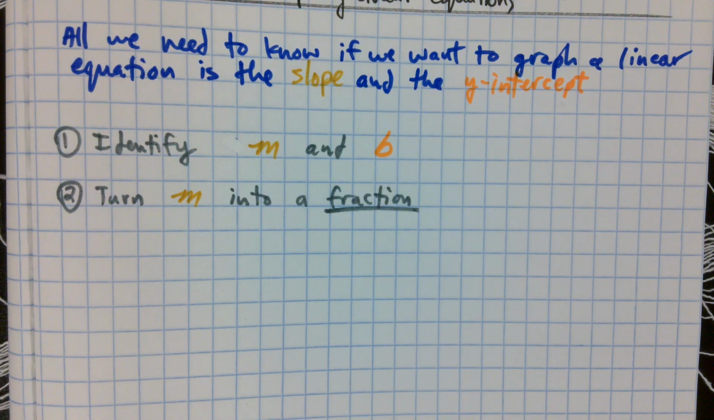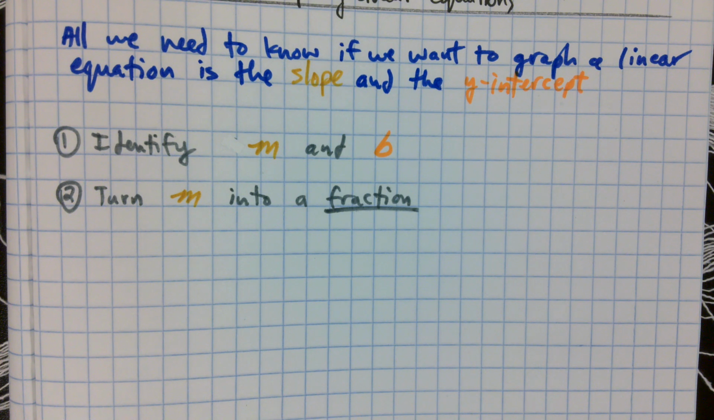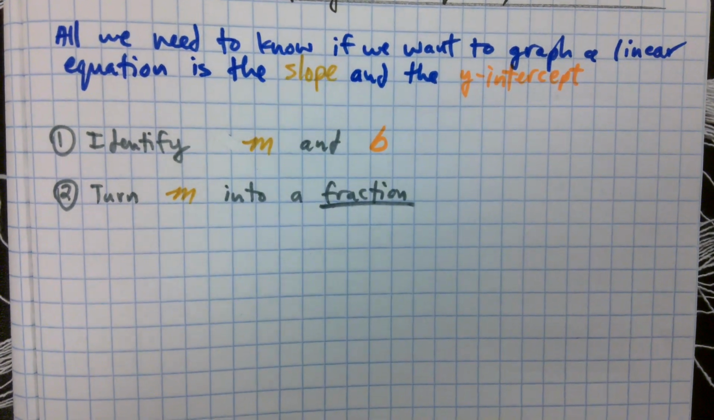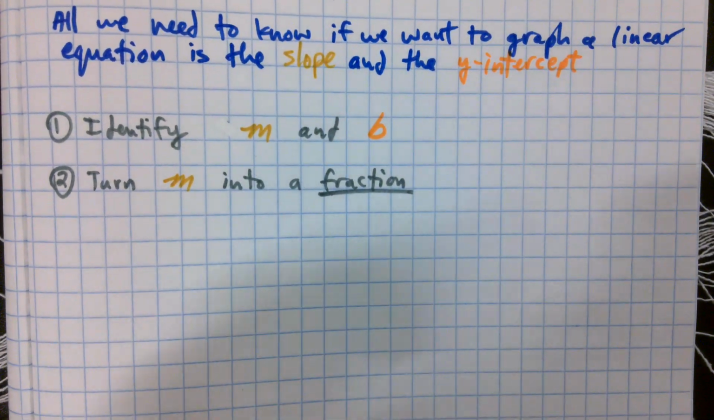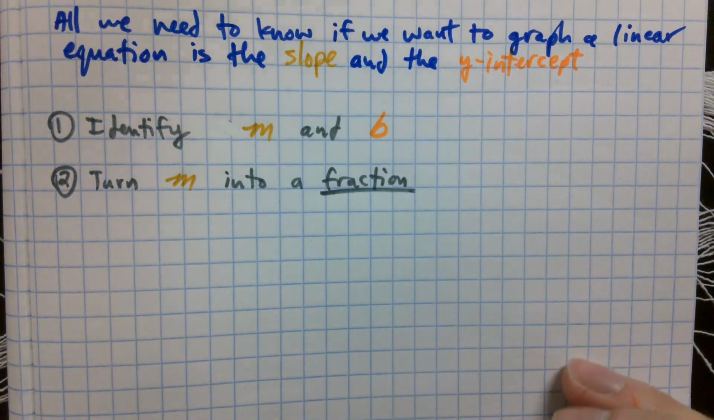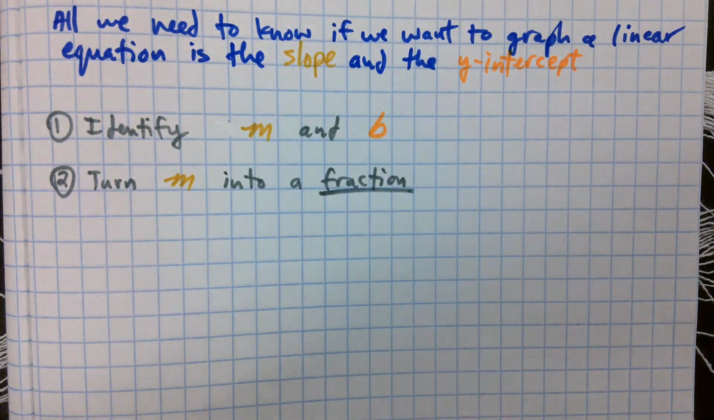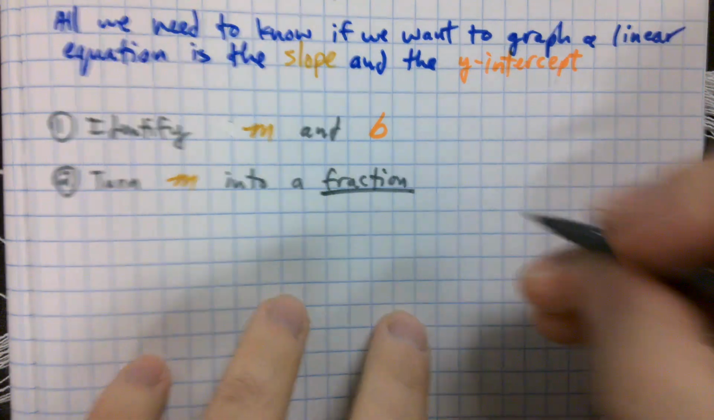If our slope is not already a fraction, which some of the time it will be, if it's not, we want to turn that slope into a fraction. Do you guys remember from our last unit, if we have a whole number like 2, how can we turn that 2 into a fraction? What do we put underneath that 2? A 1, right?